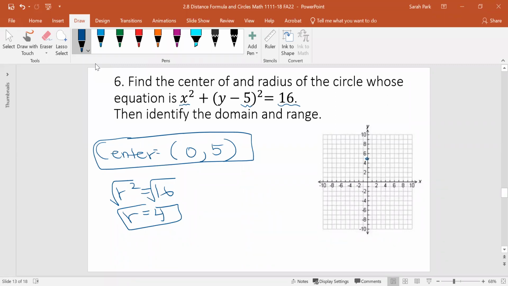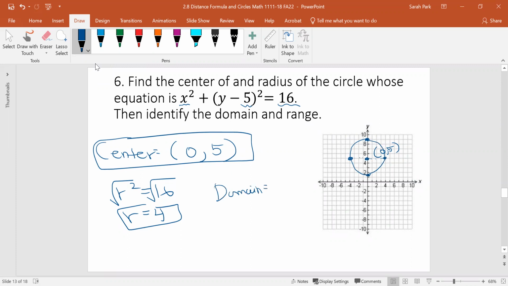(0, 5) is located at that point. So again, we draw the circle by using the radius. It's 4 units for the radius. So I would go up 1, 2, 3, 4, and then go to the left, 1, 2, 3, 4, go to the right, 1, 2, 3, 4, and down 1, 2, 3, 4. Okay, so using those 4 points, we can graph a nice circle.